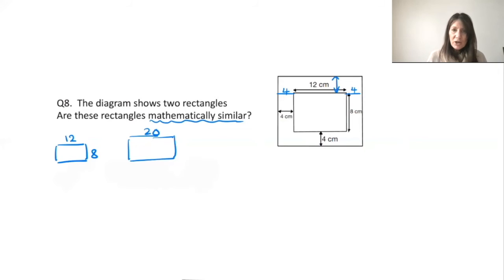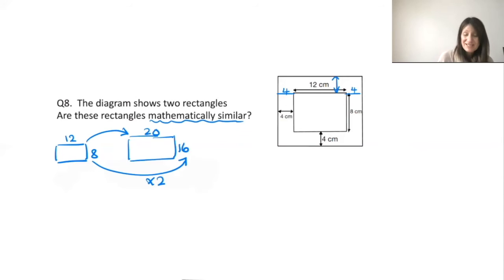All right, so you have got the 8 and you've got 2 4s, which is another 8, so you've got 16. And that's quite nice because 8 to 16 is really easy to see. That is going to be times by 2, and then it's actually really easy to see that that is not. 12 times 2 is 24. So are they mathematically similar? No, is the simple answer to that. If you had to explain your reason, then you would just go on and say that 20 would need to be 24 or something along those lines.